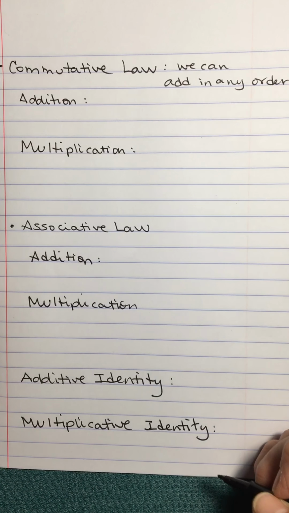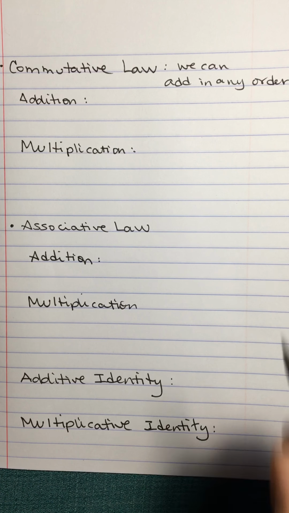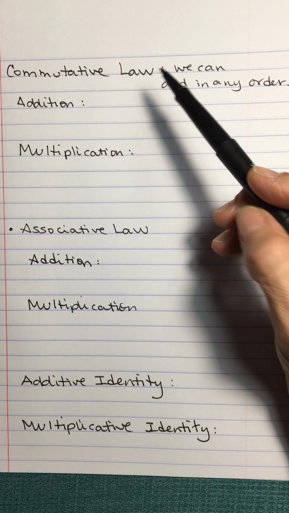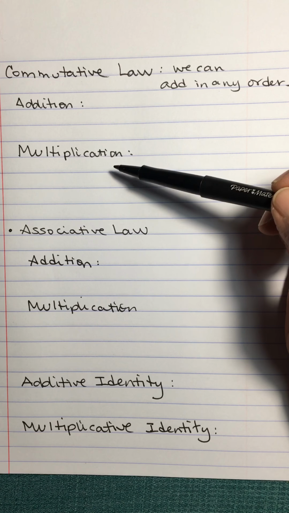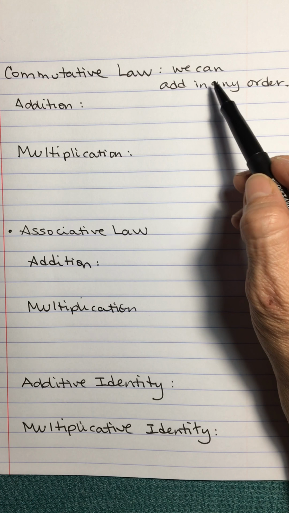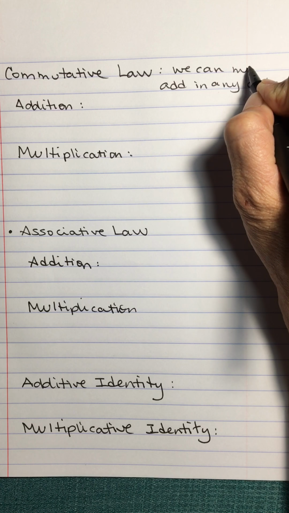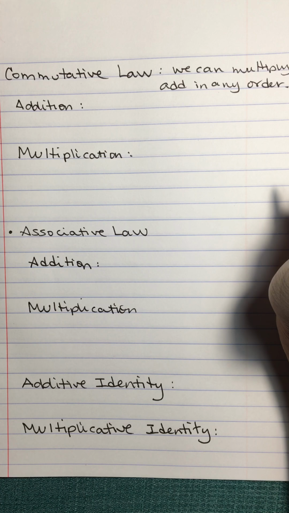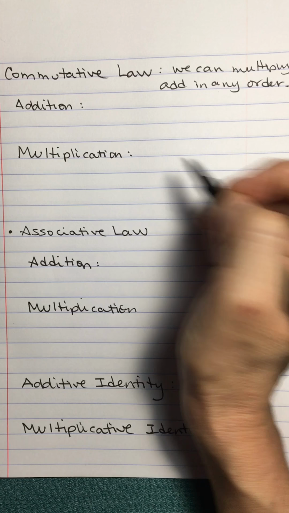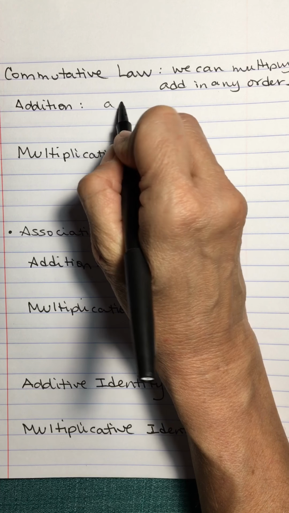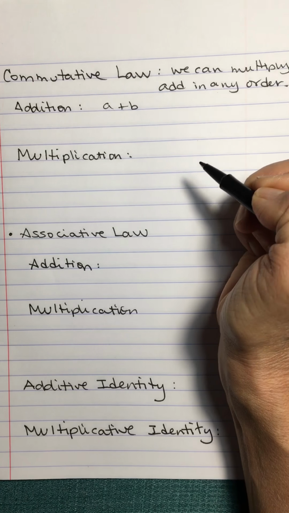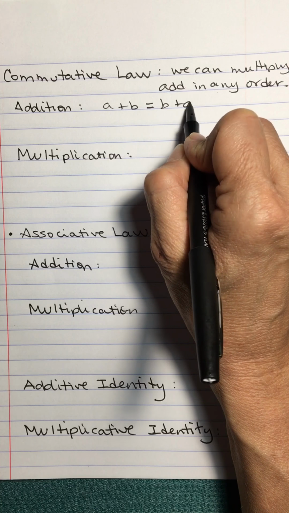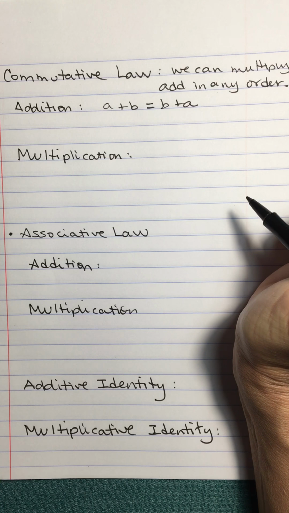So I want to talk about a couple of fundamental mathematical laws. The first one is the commutative law, and the commutative law has two different flavors, one for addition and one for multiplication. Essentially it means that we can multiply or add in any order. For addition, with letters, A plus B, order doesn't matter. We get the same thing if we do B plus A.